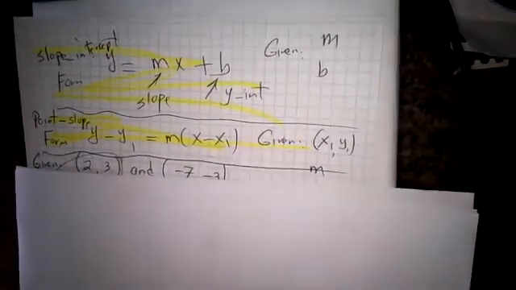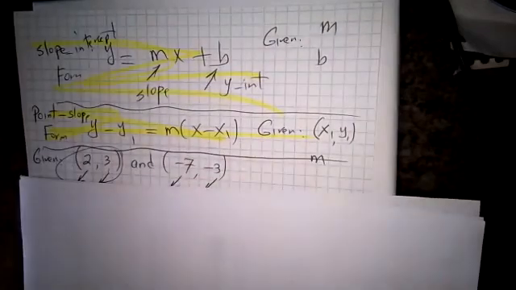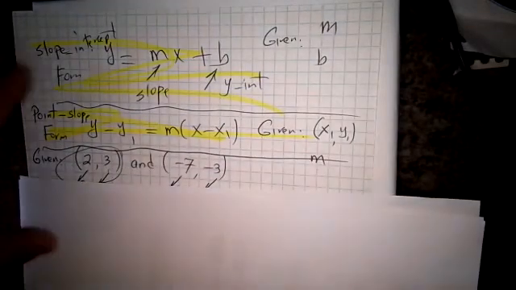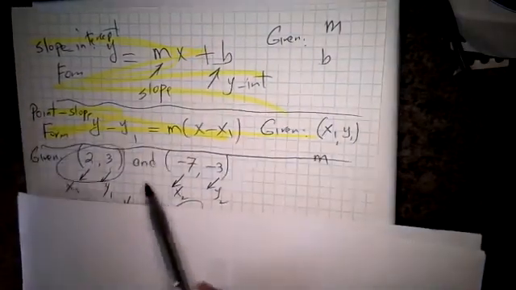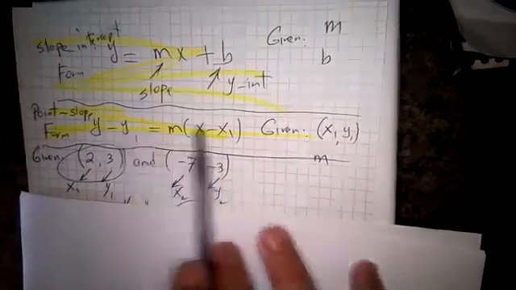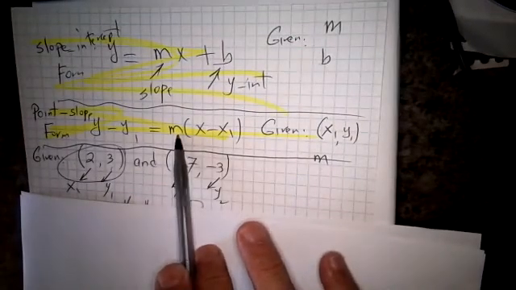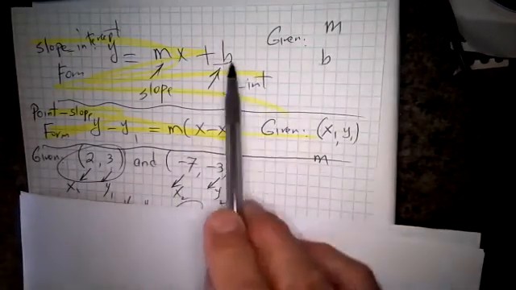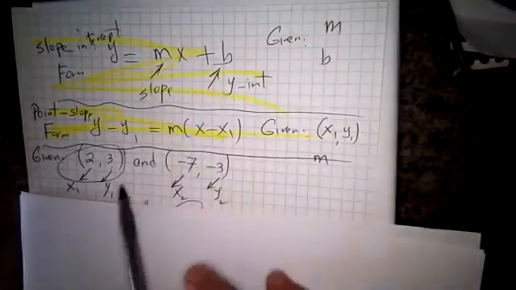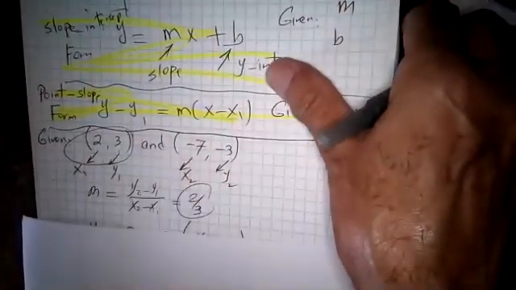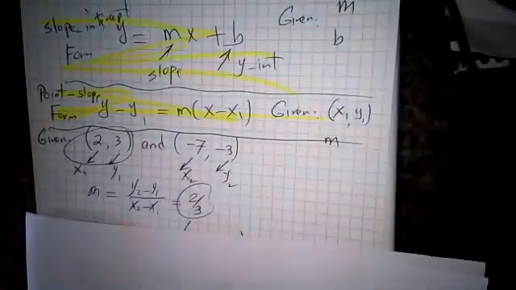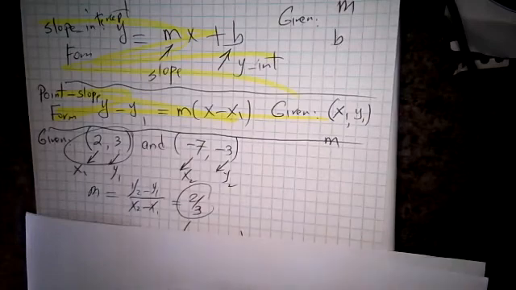So in this problem, 2 points are given. One is (x1, y1), and the other (x2, y2). This one needs x1, y1, but it also needs a slope. The slope is not given. The other one needs a slope and y-intercept. So what I need to do is first find the slope. What is the equation of the slope? This. So we find the slope first, okay?